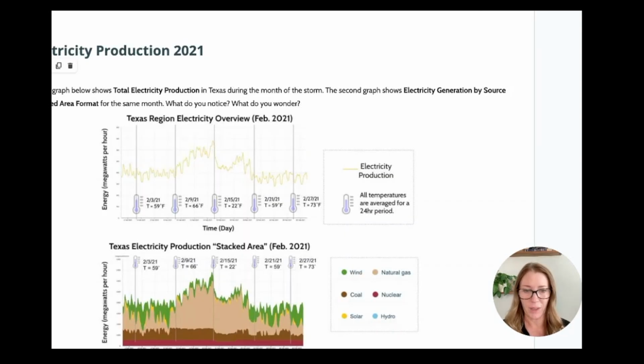Let me make this a little bigger here. We're going to look at which energy production maybe had some type of pattern that could give us some ideas about what happened. So we look at the amount of nuclear energy that contributed, and the amount of coal that contributed during this time. It looks like natural gas is a pretty big source of energy here, and wind has a little bit of energy, but the drop is pretty clear in the natural gas.